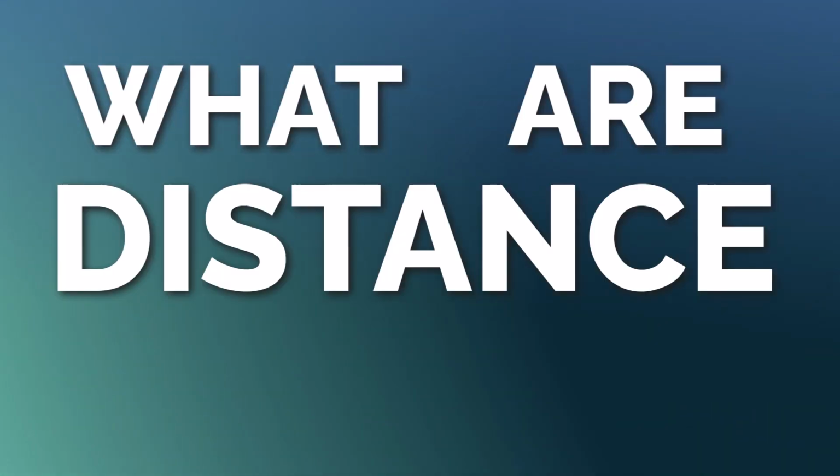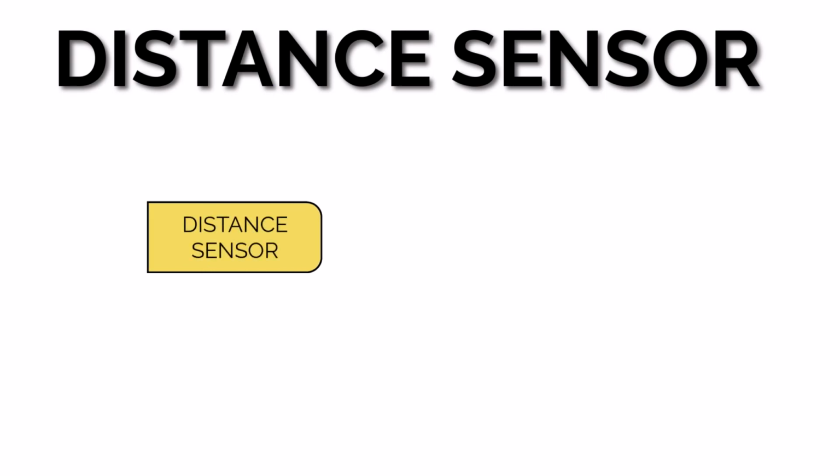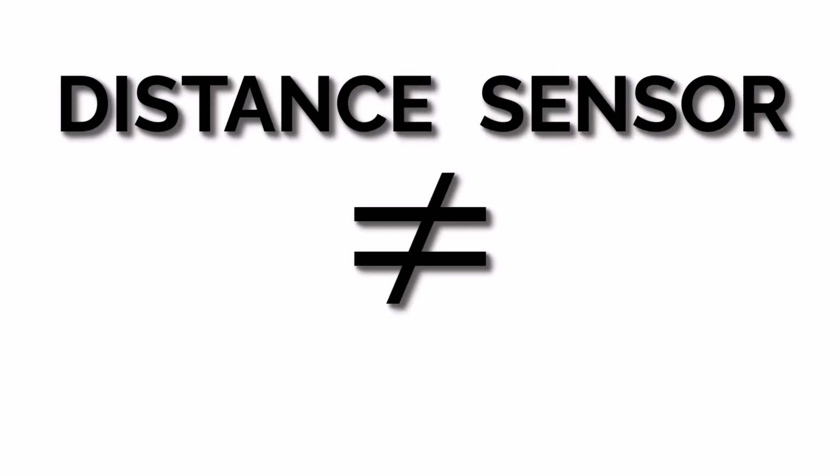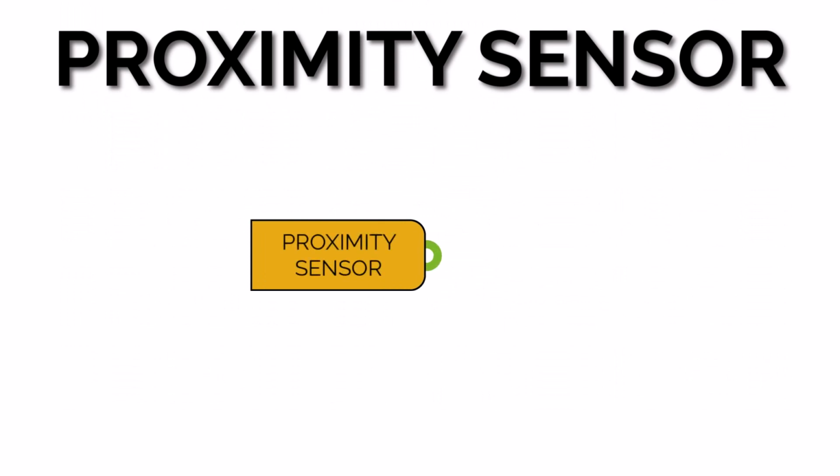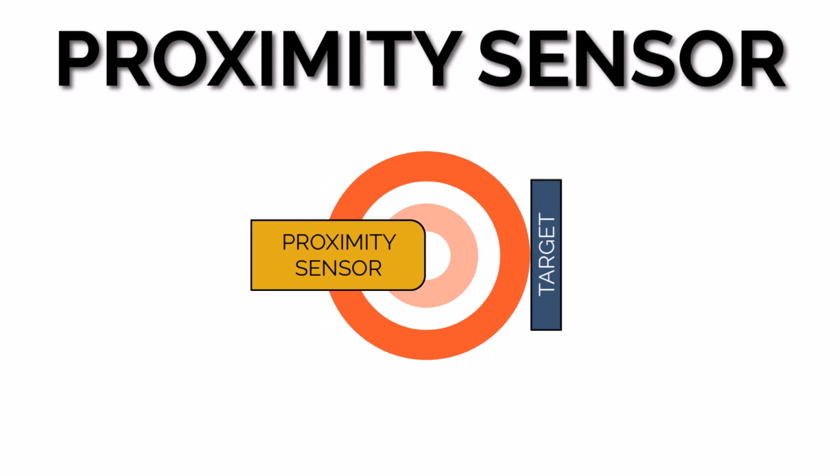So what are distance sensors? That's actually very simple. A distance sensor is a device that measures how far away an object is from the sensor. Note that a distance sensor is not the same as a proximity sensor, since a proximity sensor will only tell you if some object is within its range, but it will not tell you how far away it is.